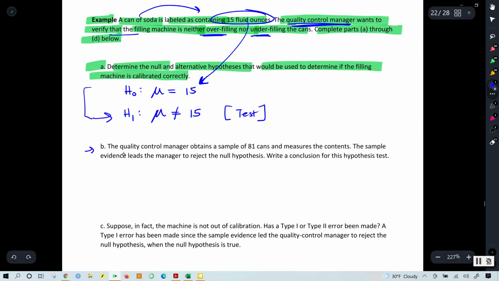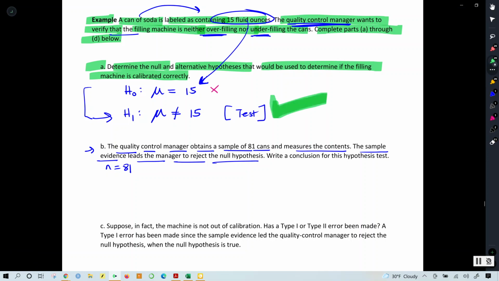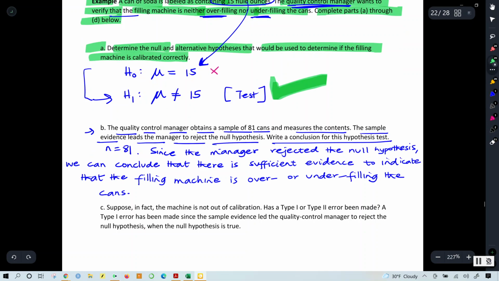Question B. The quality control manager obtains a sample of 81 cans. So n equals 81, and measures the contents. The sample evidence leads the manager to reject the null hypothesis. Well, if we are rejecting the null hypothesis, that means we have sufficient evidence for the hypothesis we want to test. So we are ready to write a conclusion for this hypothesis test as follows.